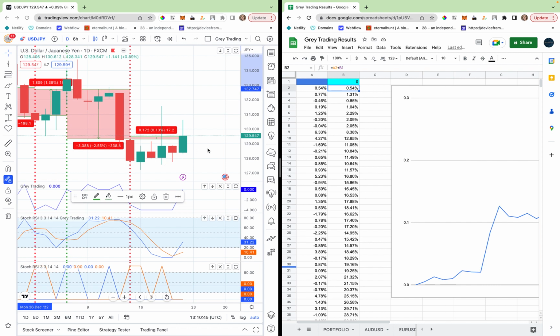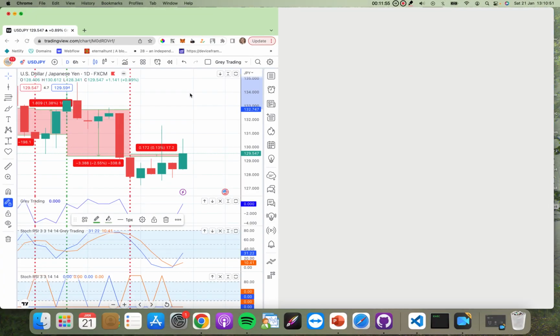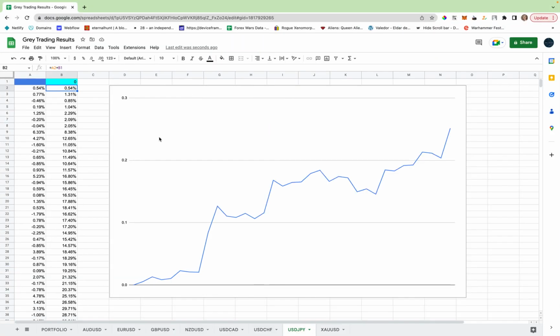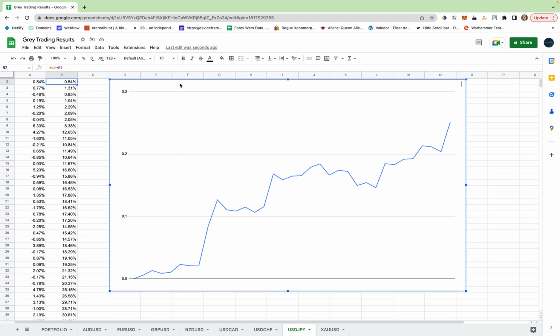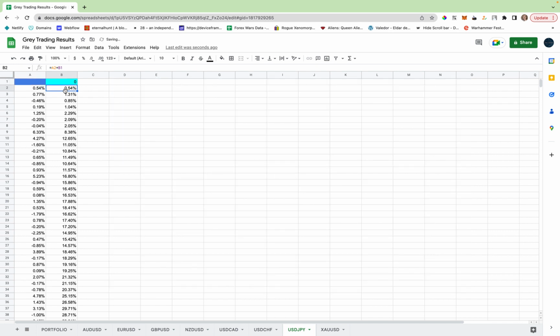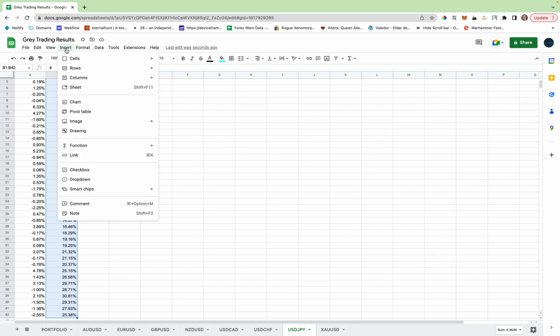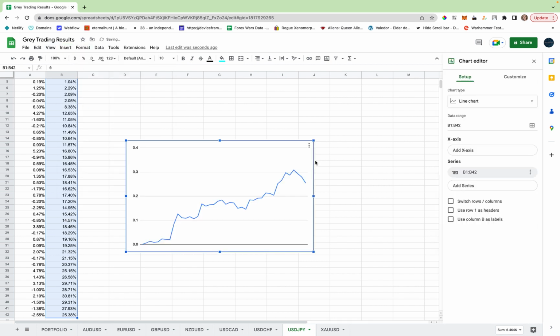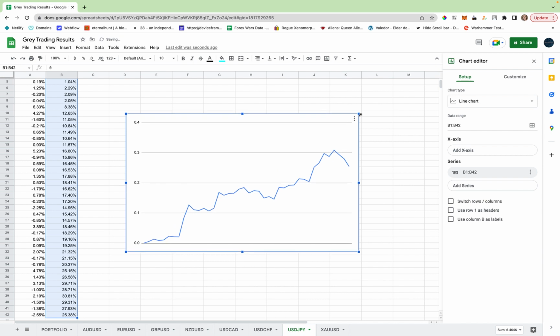Okay, so that finished up on USDJPY, and we're now going to have a look at the chart. This chart just needs regenerating a bit. So we did 25%, which is roughly what I thought it would. If you look at the chart, that's pretty good.